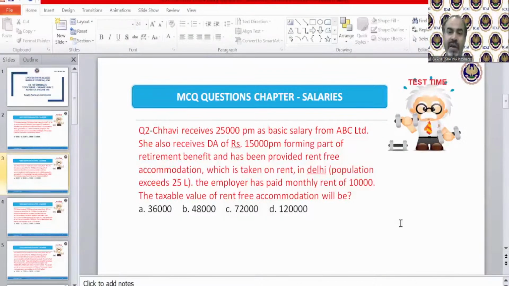Next: Chavi received 25,000 per month as basic salary from ABC. She also received DA of 15,000 per month, forming part of retirement benefit, and has been provided with rent-free accommodation, which is taken on rent in Delhi. Population is exceeding 25 lakh. Employer has paid monthly rent. Now in the question it has been given that employer has paid monthly rent, so this is a case of house on rent. If house is on rent, then the population is irrelevant. The provision will apply: 15% of salary or rent paid, whichever is lower. Kindly find out the solution and send me the correct answer.